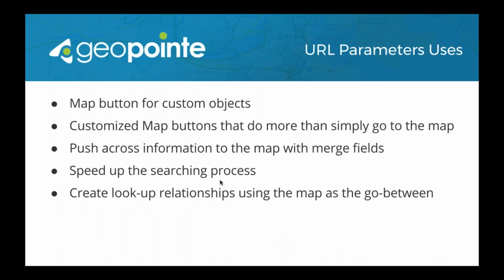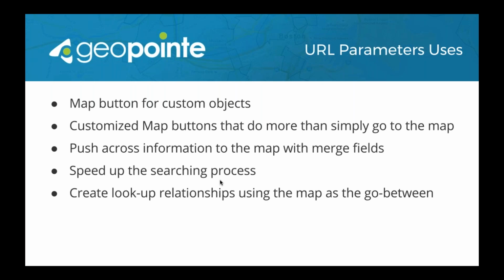First, the map button for custom objects uses this method. We just created that. It's a very simple URL parameter, but it falls under this category. You can do customized map buttons that just simplify the process, including auto searches, pushing extra filters across, all that kind of fun stuff. And that's where merge fields come in, especially with the filters, allowing you to push stuff over that is particular to that one record without having to hard code it.